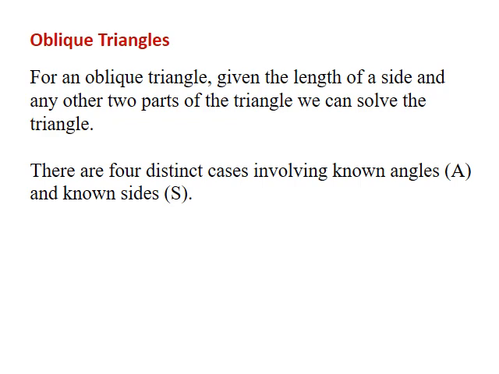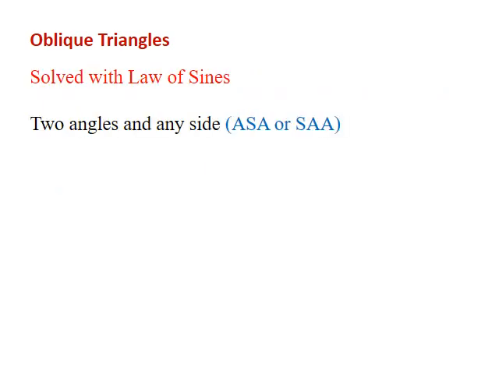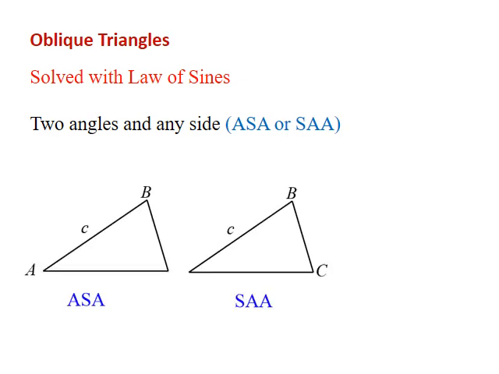For an oblique triangle, we will be given the length of a side and some other two parts of the triangle. And there are four cases that we will see. The four cases are shown here. We can either use the law of sines or the law of cosines. And in this lesson, we'll talk about the law of sines, whereas in section 6.3, we'll talk about the law of cosines.